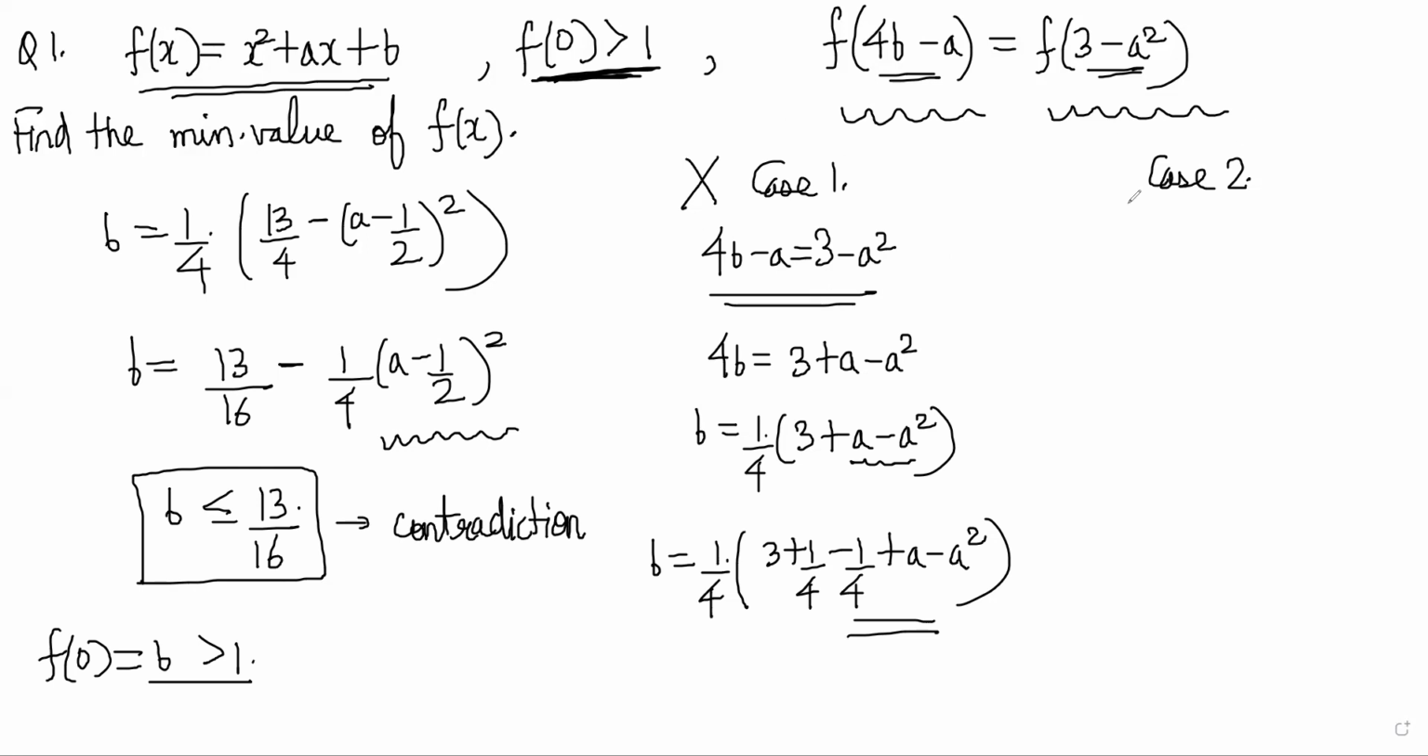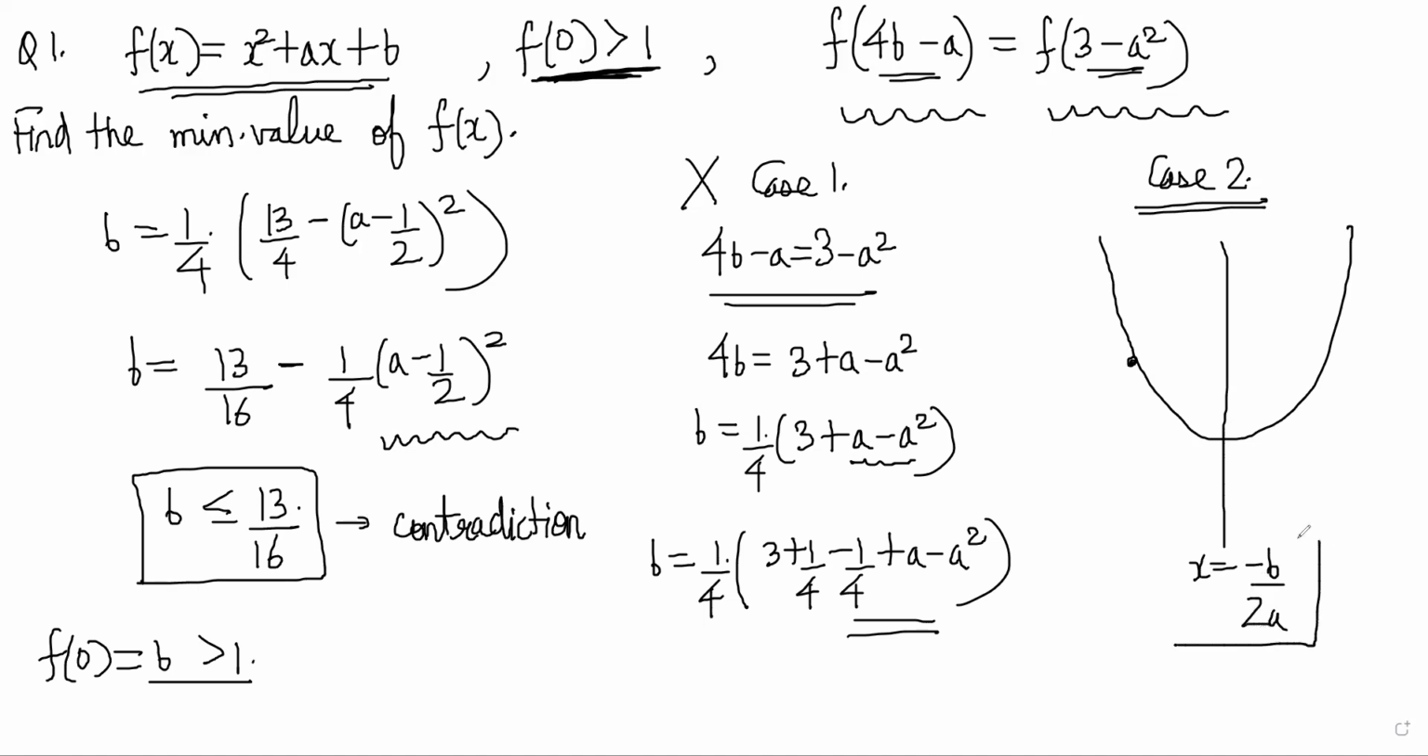So what about case 2? What is another way in which the values of the function could be equal to each other? As we saw that the graph of quadratic functions is symmetric about the vertex, right? So we know that if there are 2 points which are equidistant from x is equal to minus b by 2a for a general quadratic, then the value of the function will be same, right? So we will analyze that situation now.